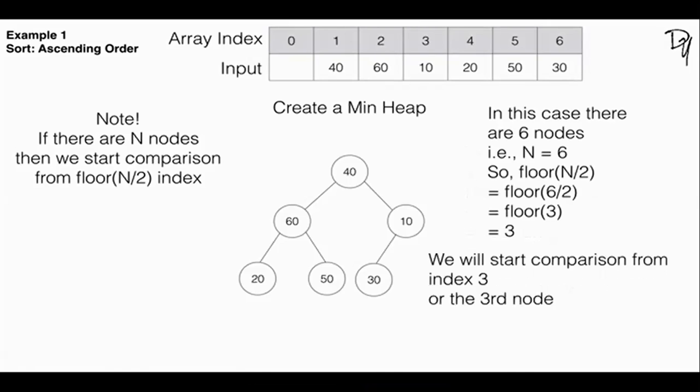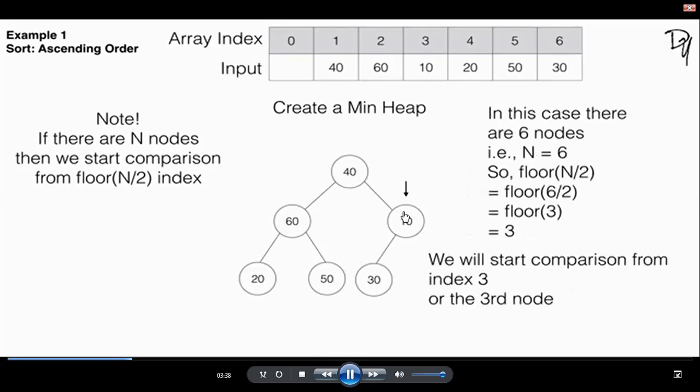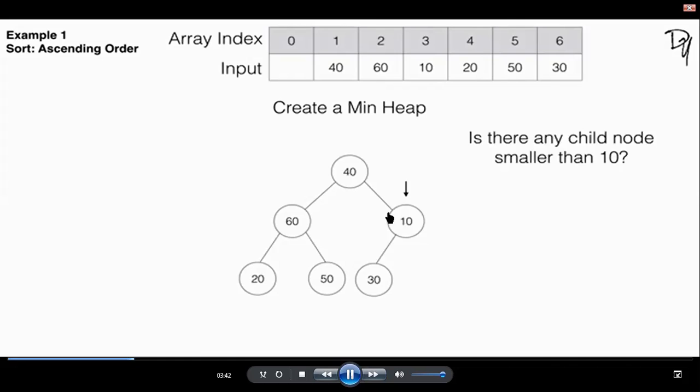So where should I start? First index, second index, third index, nothing but 10, right? So from this node, I can start the comparison. Any child node smaller than 10? No, right? Now, the third index I have checked. Any child of the 10 smaller? No. This is perfectly fine. So this is done. We have to move to the next smaller index. This is third index, so I can move to the next smaller index, which is 2.